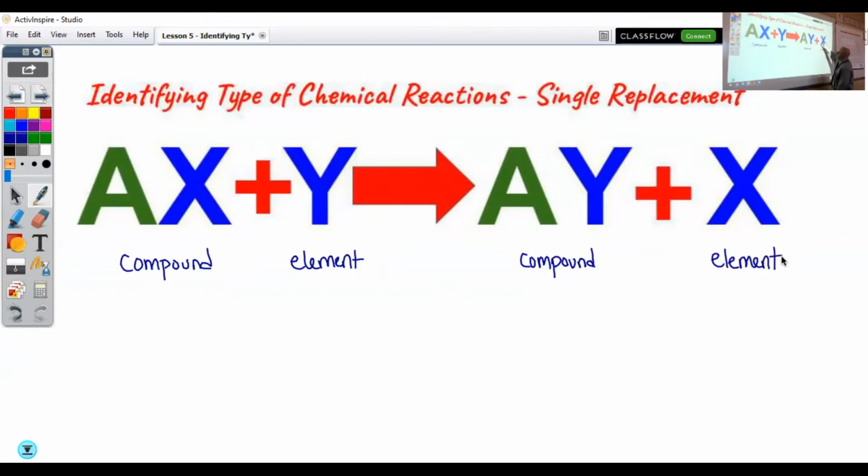So whatever element this is, it was the one that was originally part of the compound in the beginning. And the element that was by itself at the beginning is now part of this new compound.